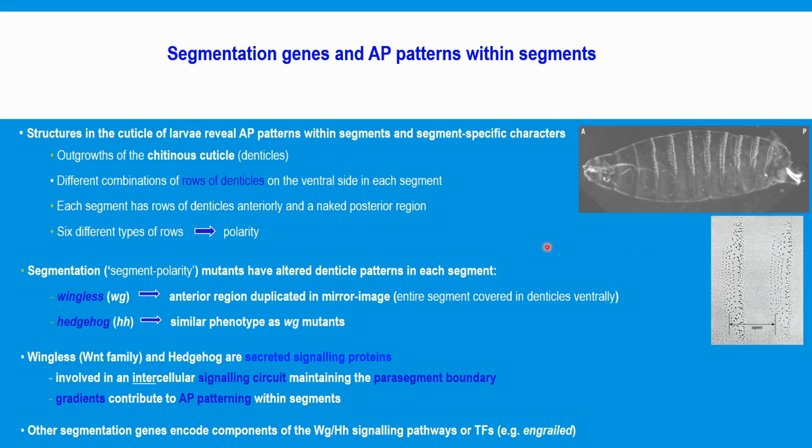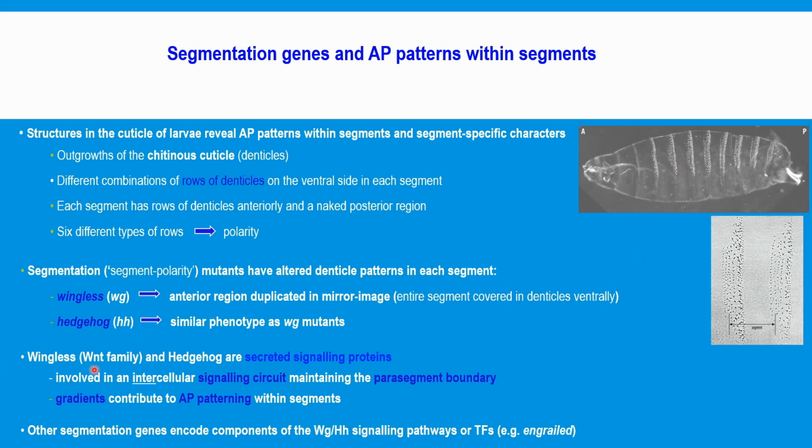And then screening for genes that were important for this, they found that segment polarity or segmentation mutants have altered denticle patterns in each segment, and 2 of the genes that were important for this were wingless, the Wnt pathway, and hedgehog, similar to sonic hedgehog. So a wingless mutant will give an anterior region duplicated in mirror image, so the entire segment will be covered in these denticle bands. It will spread all the way down here. And the hedgehog mutant has similar phenotypes. So both of these are clearly important for patterning in the segment.